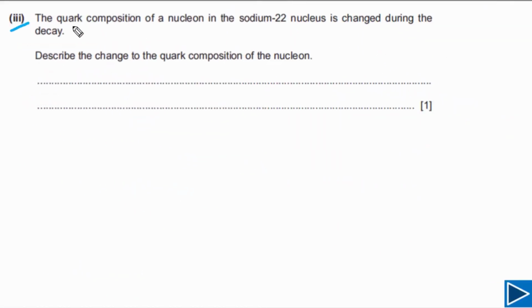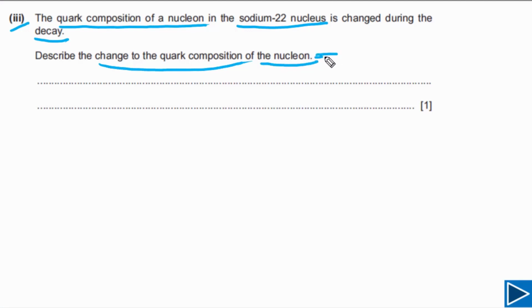For this question, we are given that the quark composition of a nucleon in the sodium-22 nucleus is changed during the decay. We need to describe the change to the quark composition of the nucleon. So first of all, let's try to understand what a nucleon is. Nucleon simply means any particle in the nucleus.